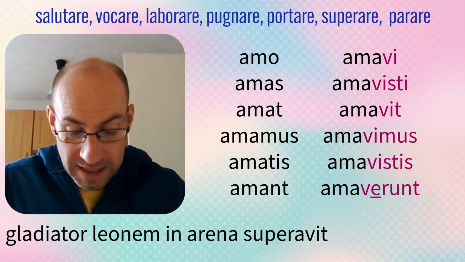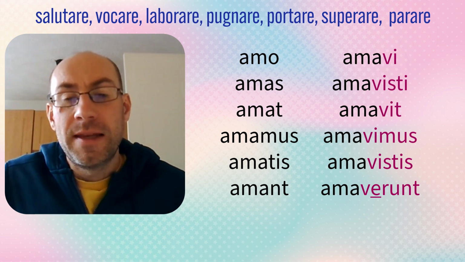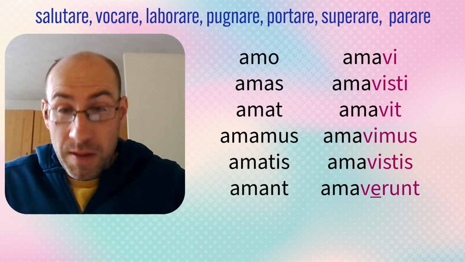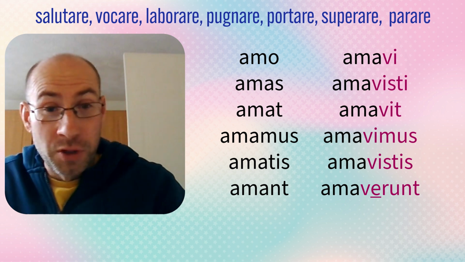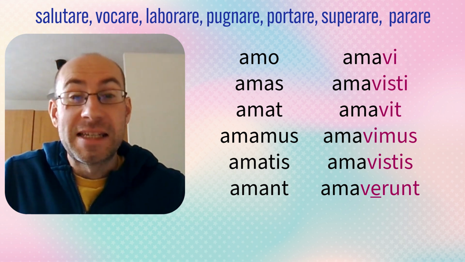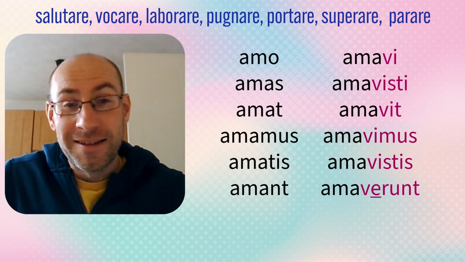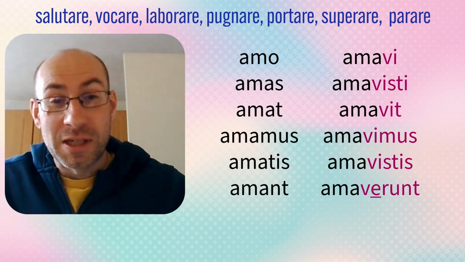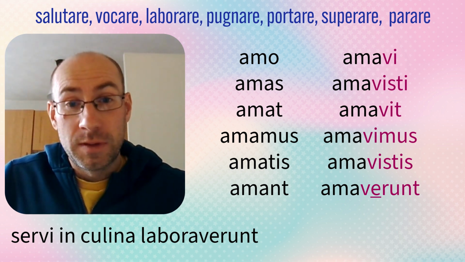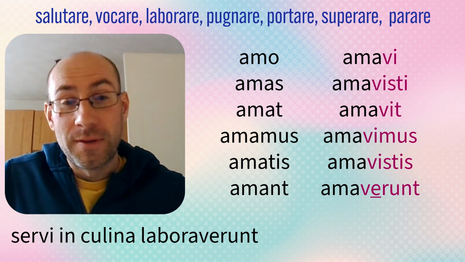Got a few more for you guys. Plural this time. The slaves worked in the kitchen, culina. So one slave, male, is servus; in the plural nominative, because they're doing the working, servi with an I. Servi in culina laboraverunt. Remember that one? Verunt, they did it. Servi laboraverunt.